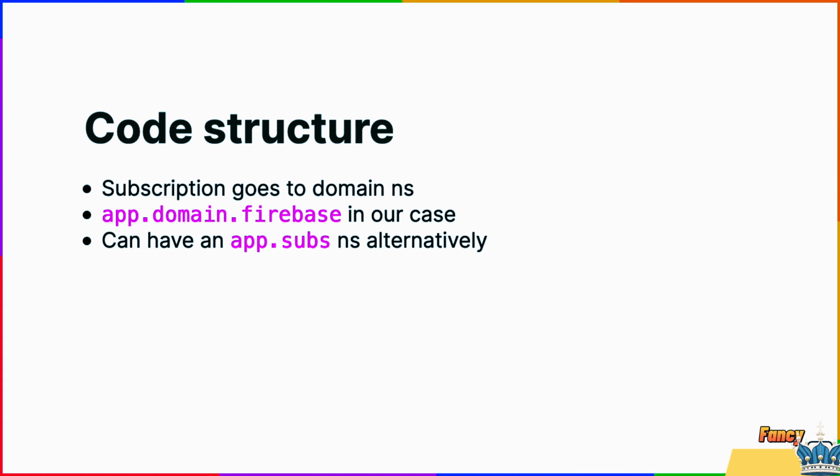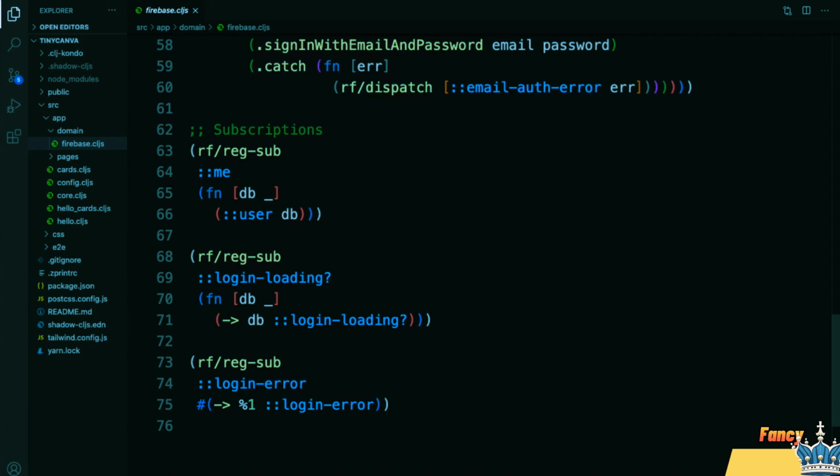The code for this will go to the appdomain.firebase namespace. An alternate convention is to have a top-level app.subs namespace to handle all subscriptions. We will stick to our domain strategy, but feel free to experiment. This register-sub call takes the DB and returns the login loading flag. After registration, any component can subscribe to this subscription.